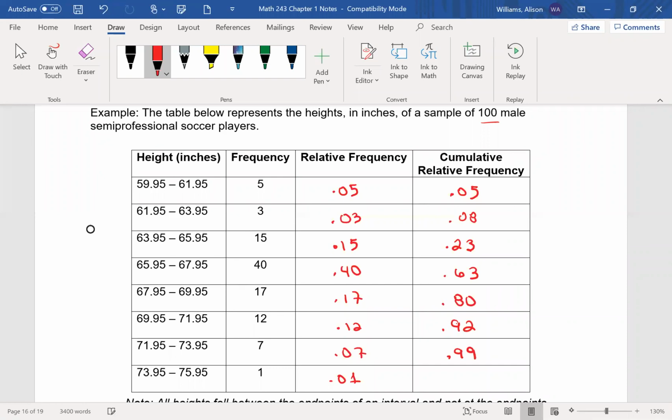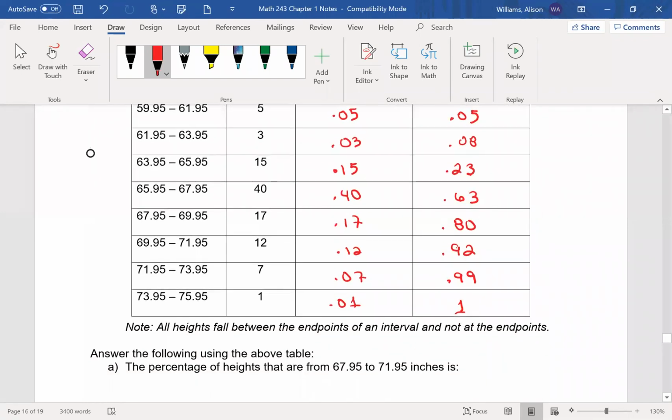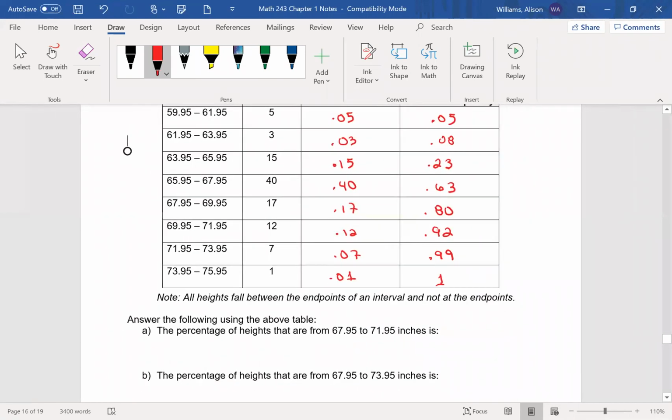Then 0.99, and finally we reach 1 for 100% of the data being less than 75.95 of heights in inches. Okay, so we're going to use this here. I'm going to zoom out just a little bit more so we can refer to it to answer these questions. They ask us some questions about this data using this information.